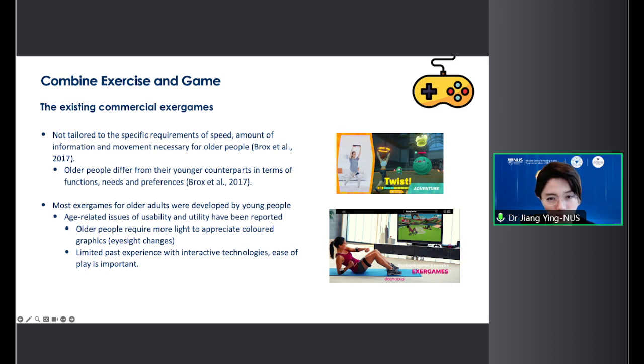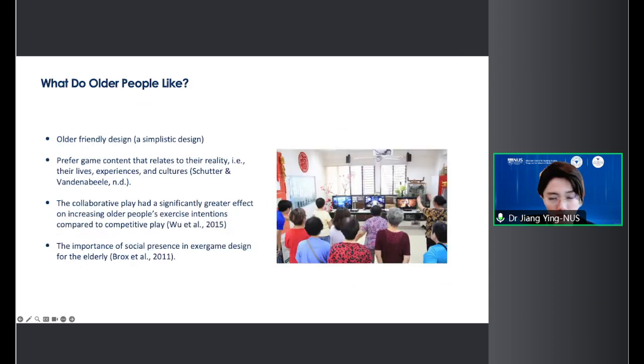But the problem is it really caters to a younger population, the younger adult. They enjoy themselves by playing games, but the content and the requirements just do not meet the older population's needs and demand. Older people, in terms of their function, needs, preference, and processing speed, are very different from the younger population. So this is good, but it just does not meet their needs and demand. So we need to relook at it and see how we make it more suitable for the population of our interest. So we look at the literature again.